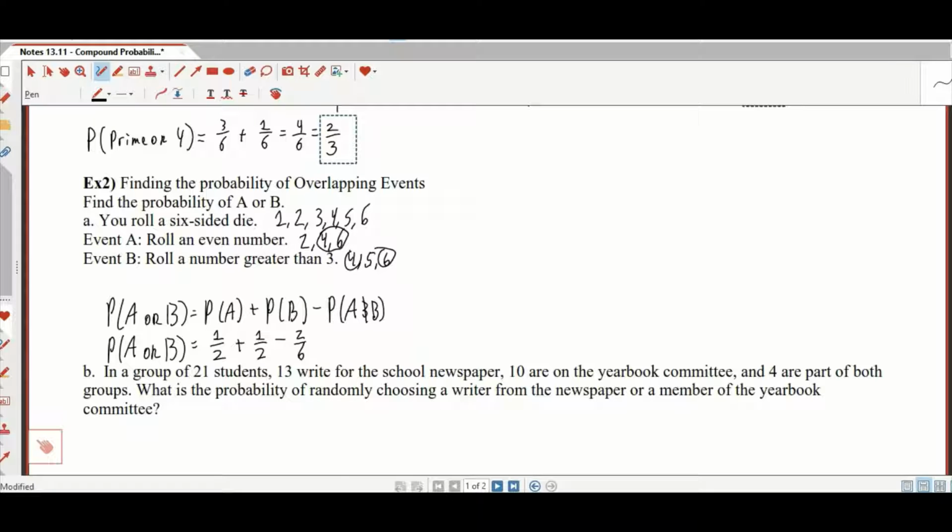So we get 1/2 plus 1/2, which is 1. But we're going to subtract 2/6, which is 1/3. And 1 minus 1/3, well, you could think of that as 3/3 minus 1/3, which is 2/3. There is a 2/3 probability of either getting a number greater than 3 or an even number. Very good. And you can actually see that if you count them up, right? Because you could get a 2, 4, 6, or a 5, which is 4 out of the 6 ways, which is 2/3.